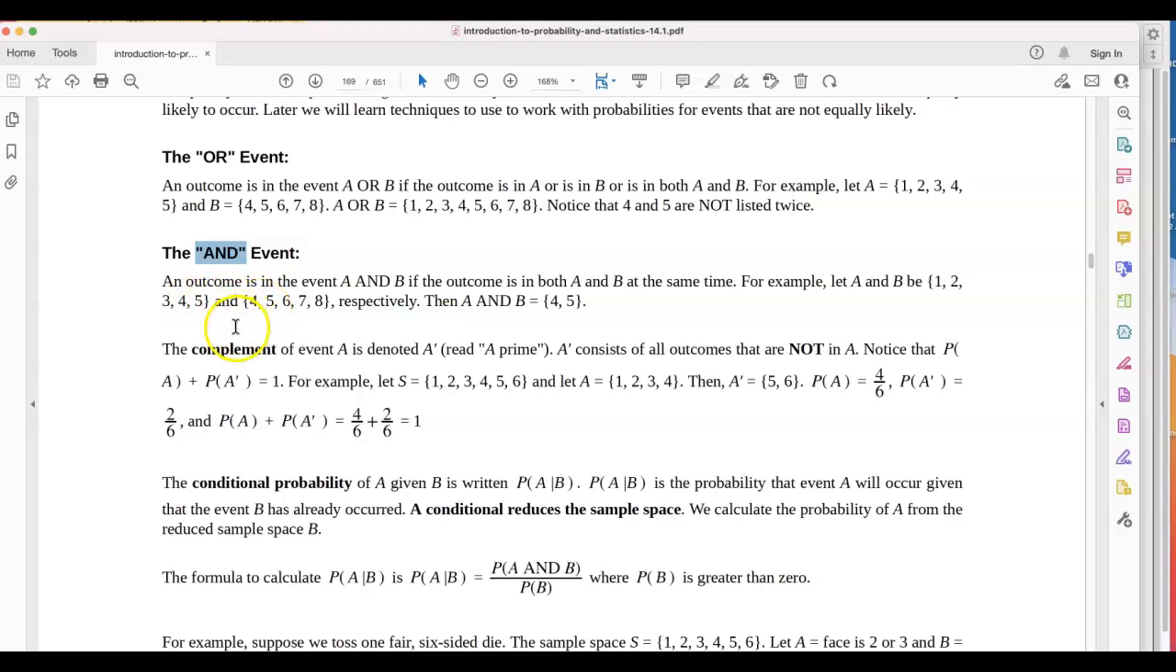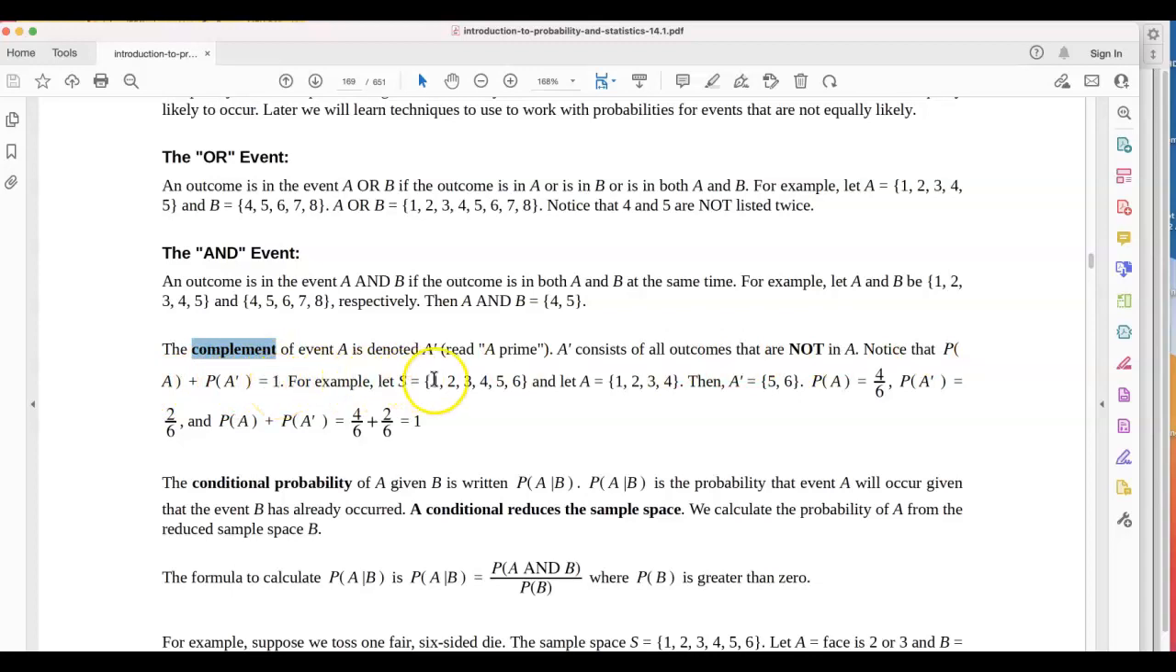Now the other part of this is you're going to want to know what a complement of an event is. Well, a complement is everything that's not in the event. So it's denoted with a prime. If you see a letter with a prime, that means complement. That means we're going to do everything that's not in the event, not in the list. So the event itself plus its complement is always going to be 100% or 1.